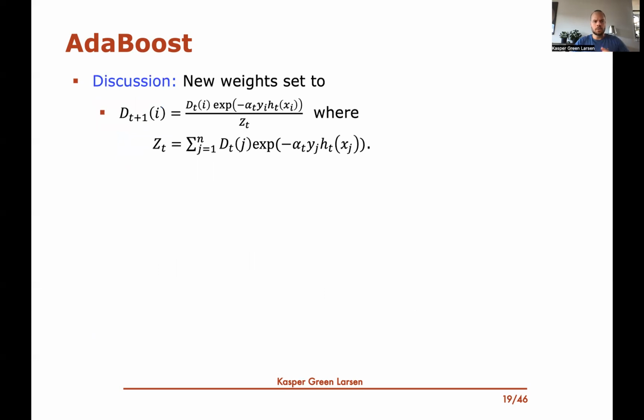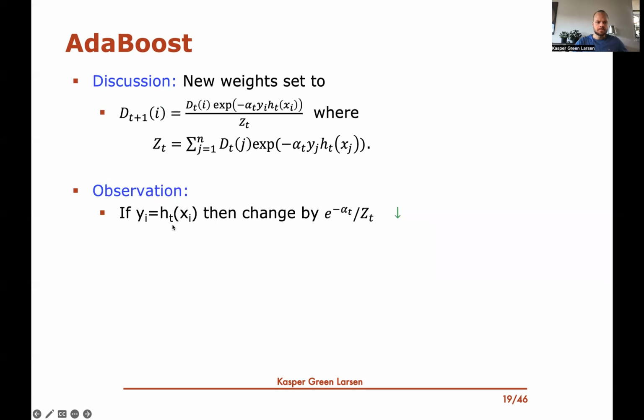Okay, so let's have a small look. The new weights here are updated like this. I guess this is the most interesting part of the algorithm, that you reweigh the data. And so let's try to see what happens here. What you see here is, at least assuming that this alpha_t is a positive number, and it will be if you're better than guessing, we'll see that, but let's return to that later.